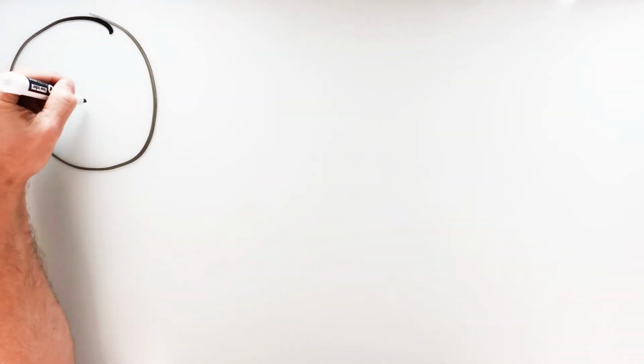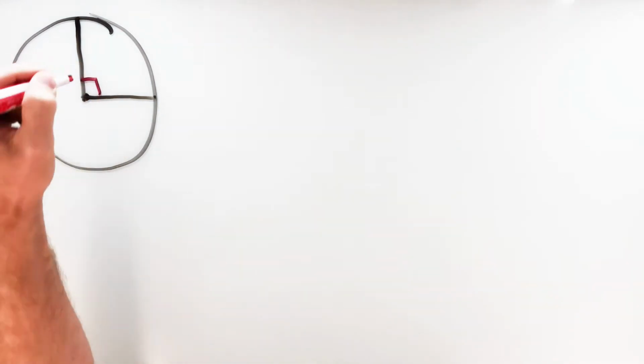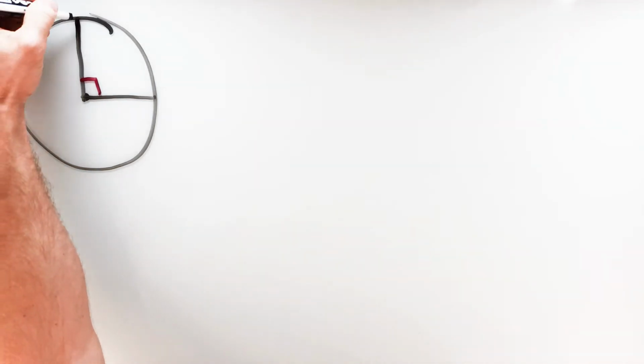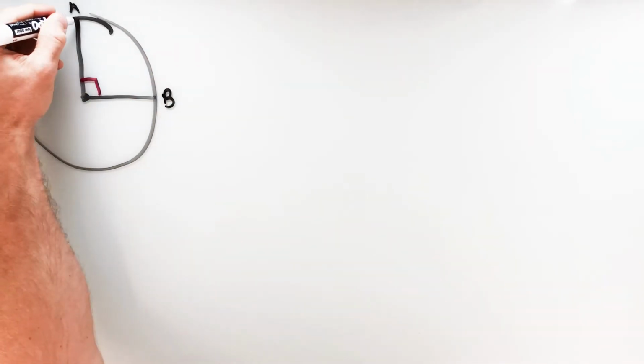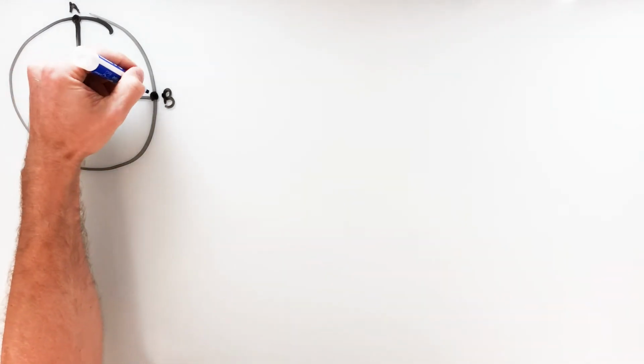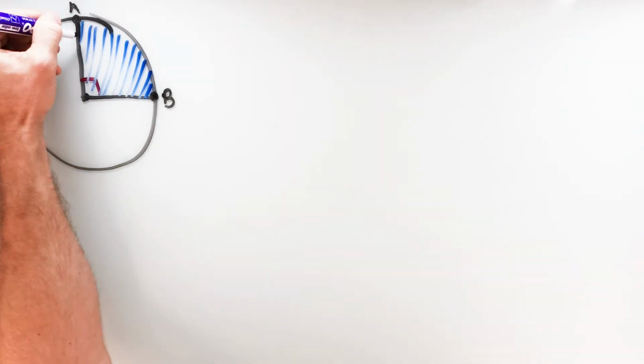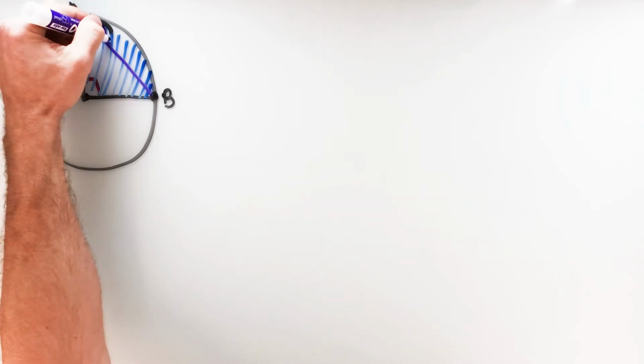So we've got our circle here. Right angle in the center, arc AB is right here, so we know the measure of that arc is 90 degrees. And we've got the sector, which is here, and the segment connecting endpoints A and B, the segment is right there.